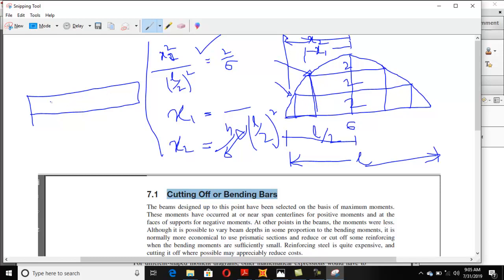So if you draw these points along the length of the beam, if this is the center line point, this is the 2/3 point, and this is the 1/3 point, then these points are called theoretical cutoff points. The other one is the actual cutoff points. In the next section, inshallah, we will discuss what the actual cutoff points are, because we don't cut the bars at the theoretical cutoff points. There are so many factors which affect these points, due to which we extend the bar length beyond these theoretical points and add some extra length with the steel.